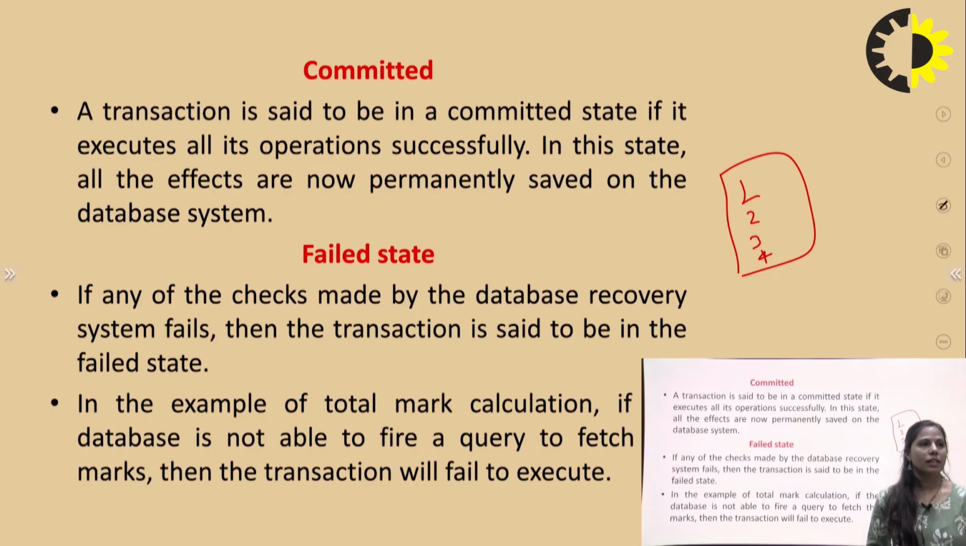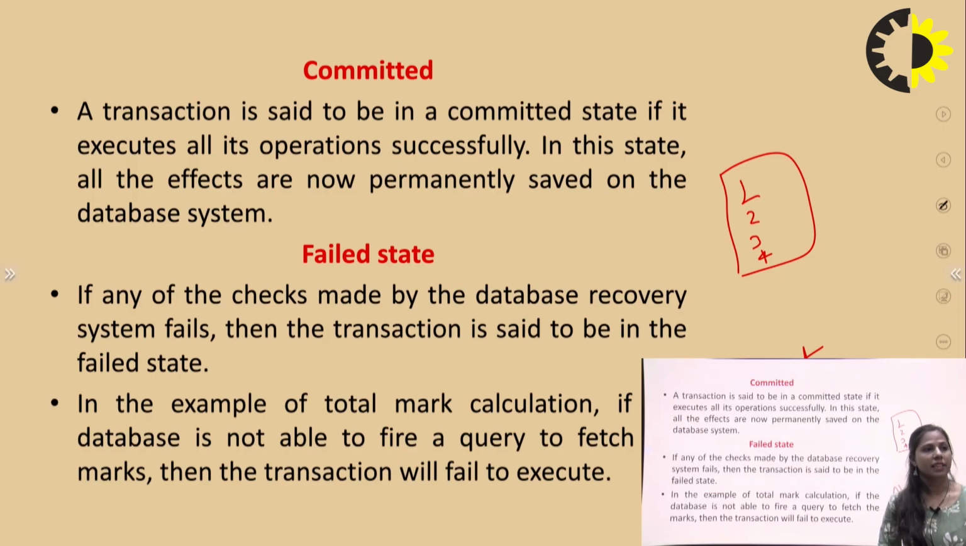In case of any check made or any system failure or a recovery part, there is a failed state, in which if any check made by the database recovery system fails, then the transaction is said to be in the failed state. For example, if some calculation or any operation is not able to work or is not executed, then it will go to the failed state. Then it will go to the abort state.